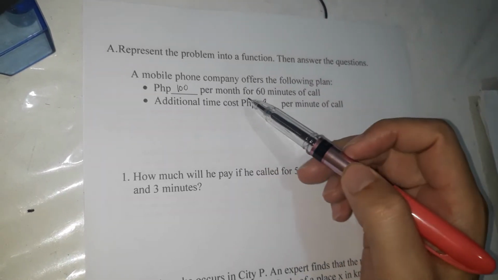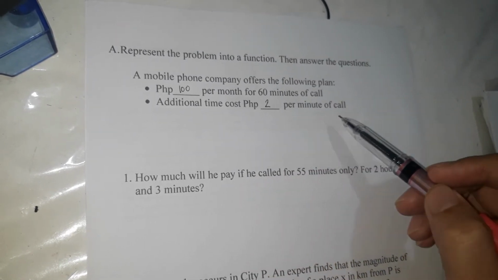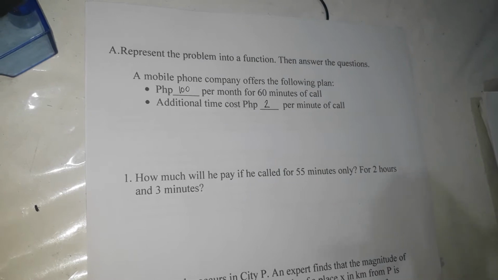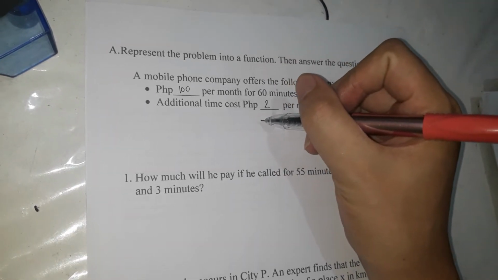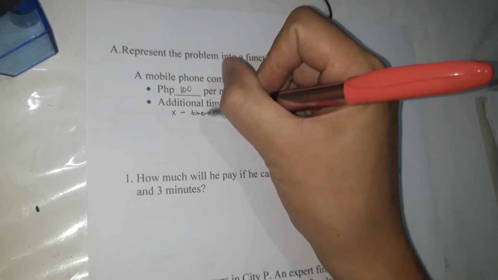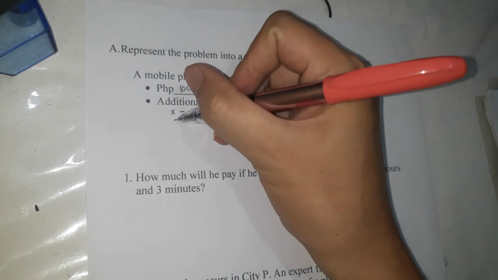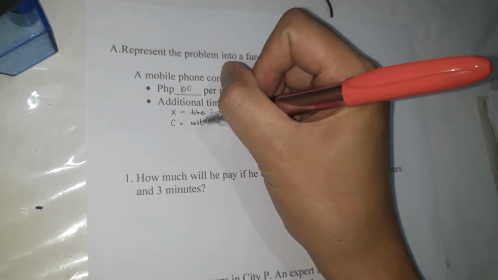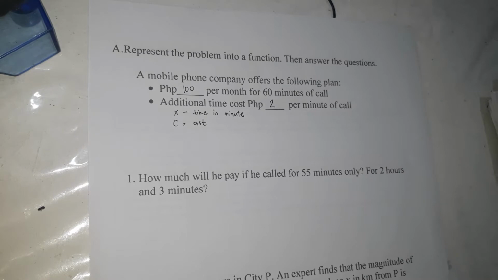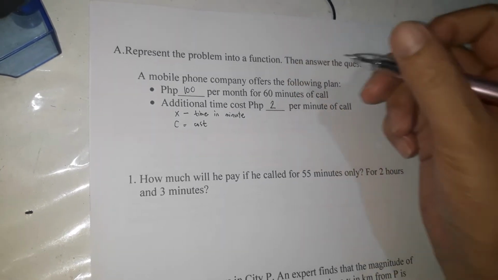So the problem is complete already: 100 pesos per month for 60 minutes of call and an additional time cost of 2 pesos per minute of call. So, there are two situations. First, let x be the time in minutes. This is the number of minutes, while c is the cost. So that's the problem.